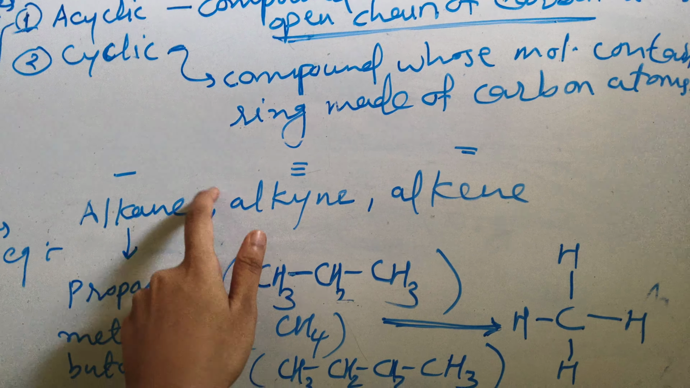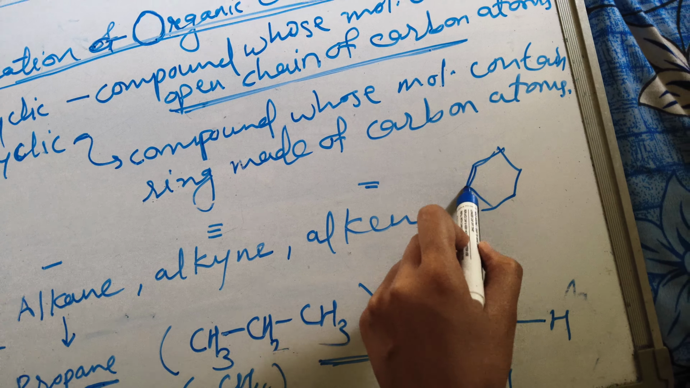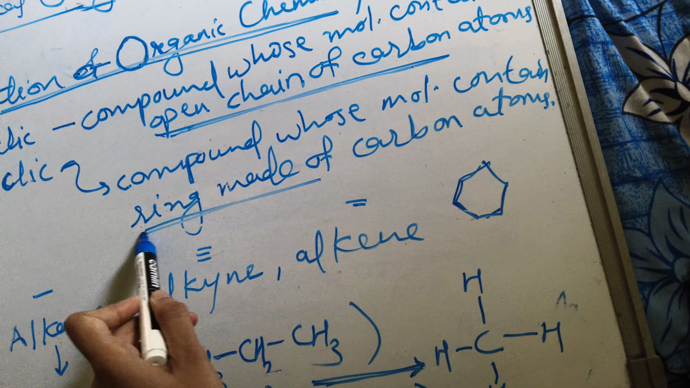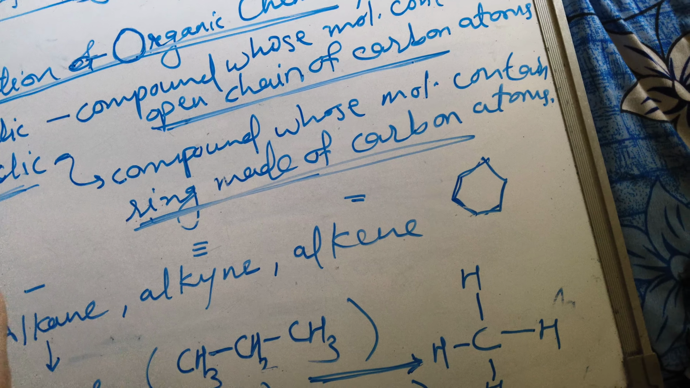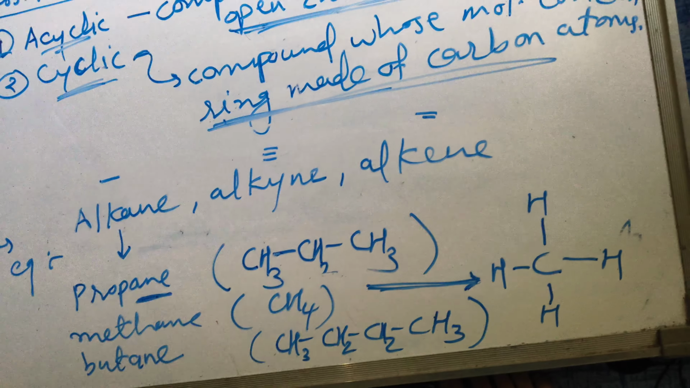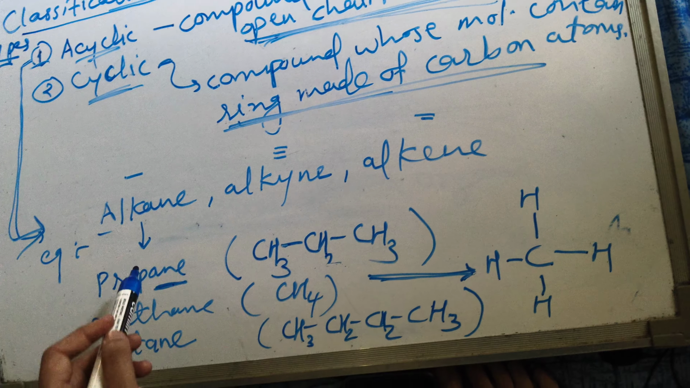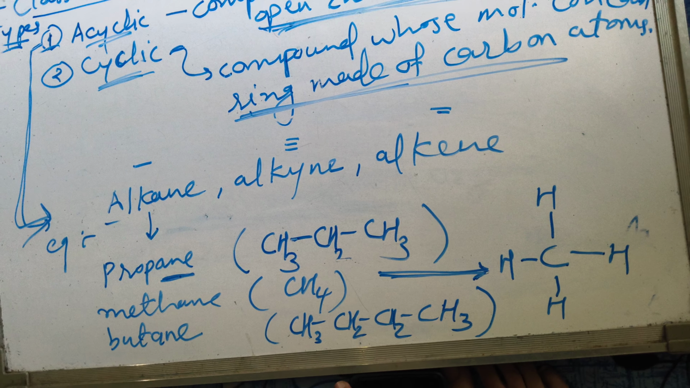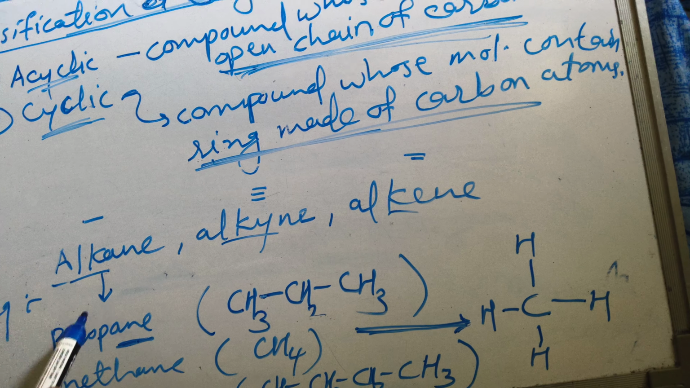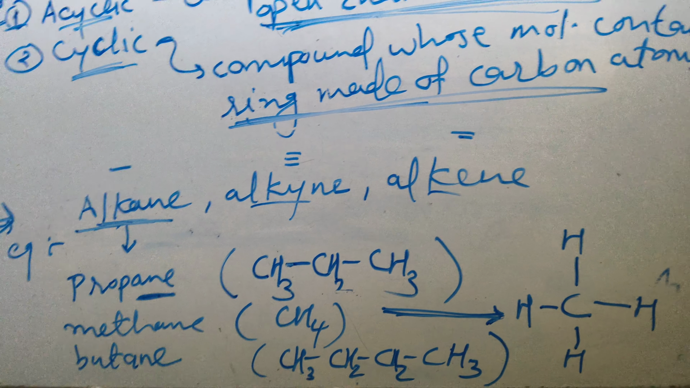Cyclic means containing a cycle or ring made up of carbon atoms, called a cyclic compound. Acyclic means an open chain of carbon atoms, called an acyclic compound. Understood? Acyclic contains alkane, alkyne, alkene. In the alkane family, we consider propane, methane, butane.